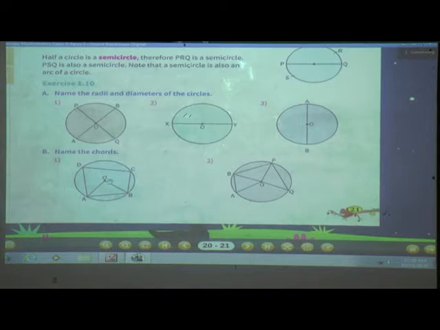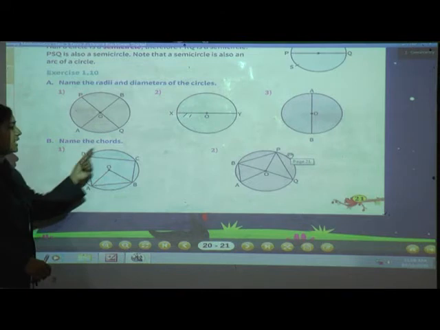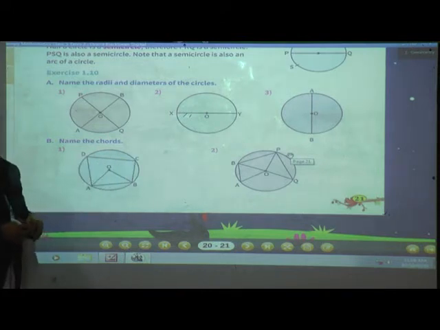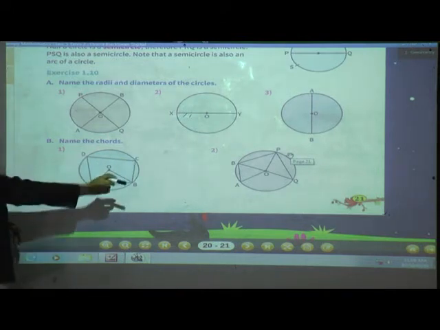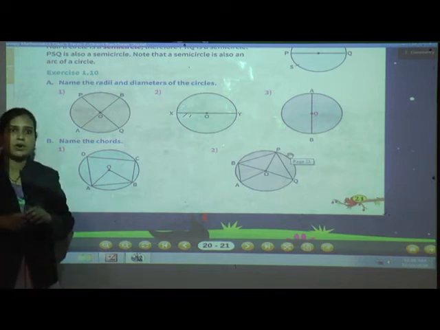First one. See students, what is the definition of chord? A line segment whose end points lie on the circle is called a chord. See, there is a difference between diameter and chord. What is the difference between diameter and chord?